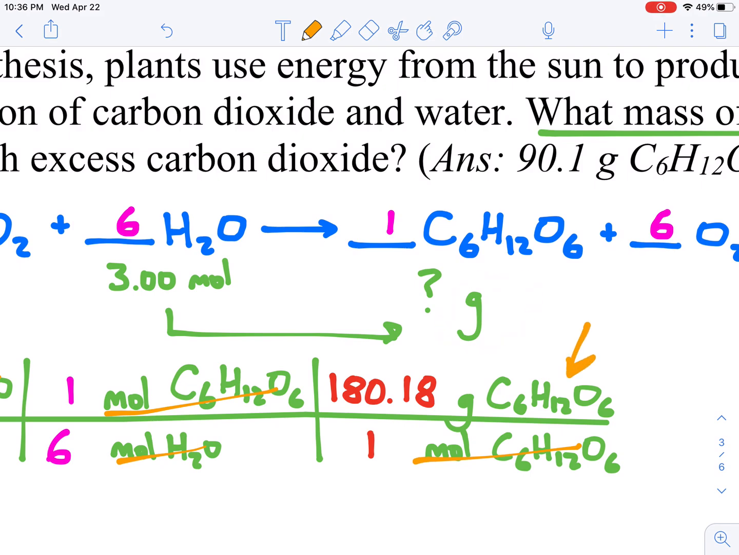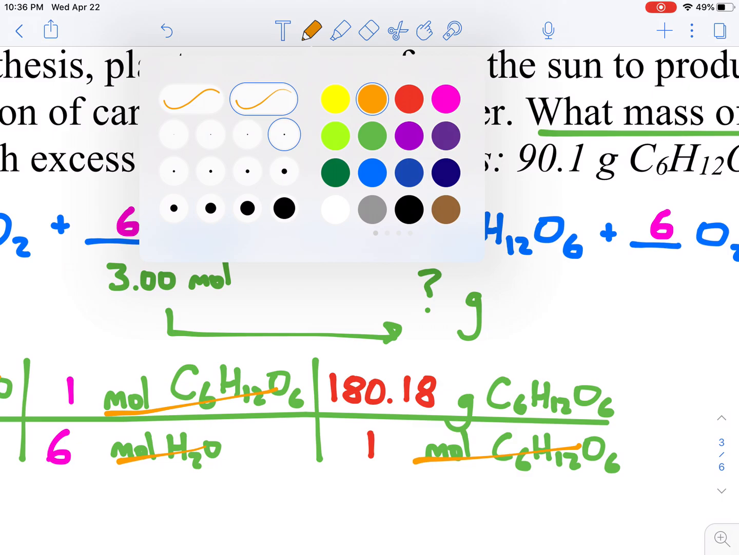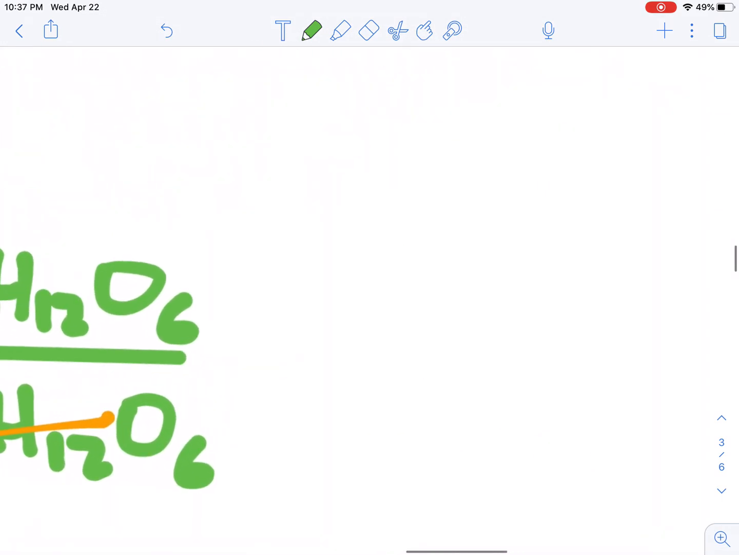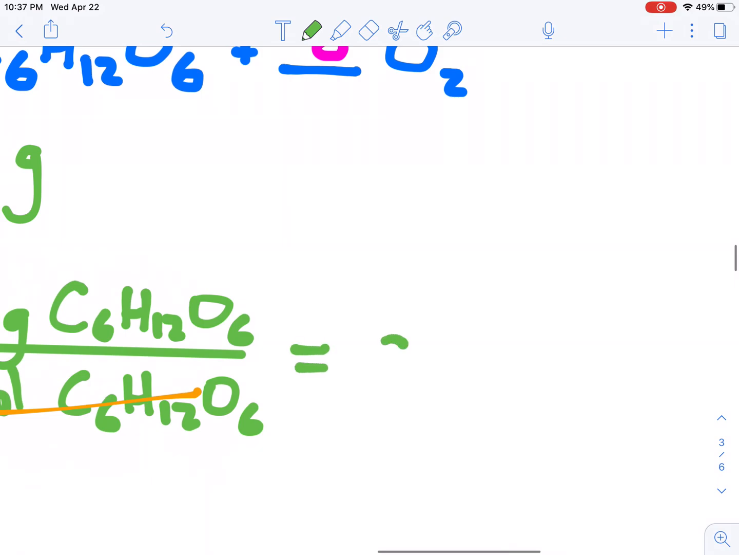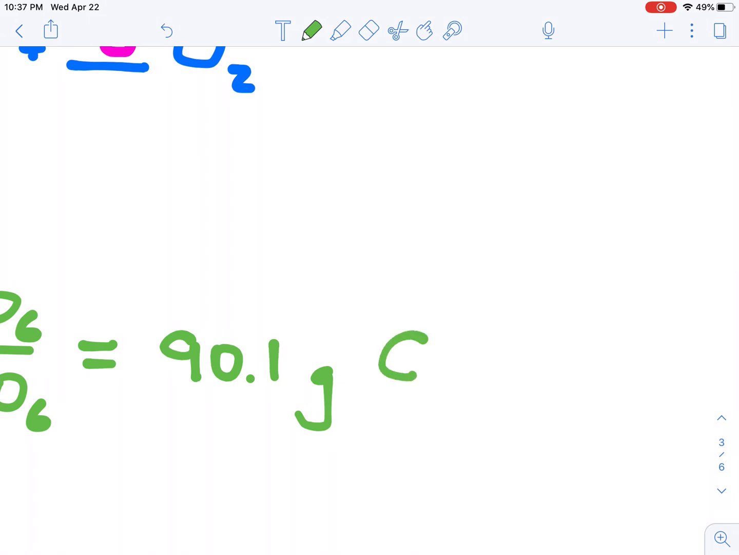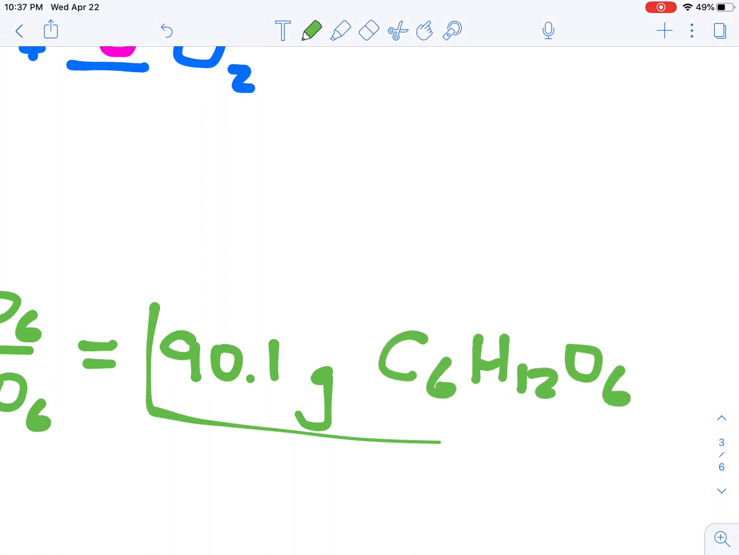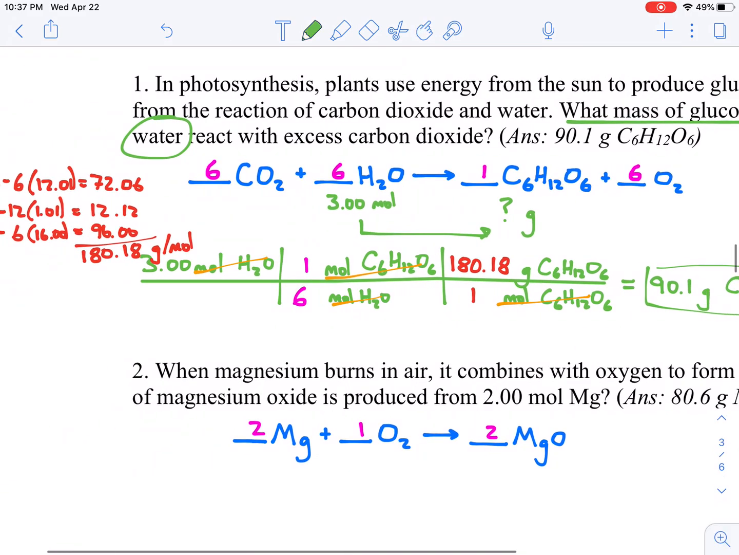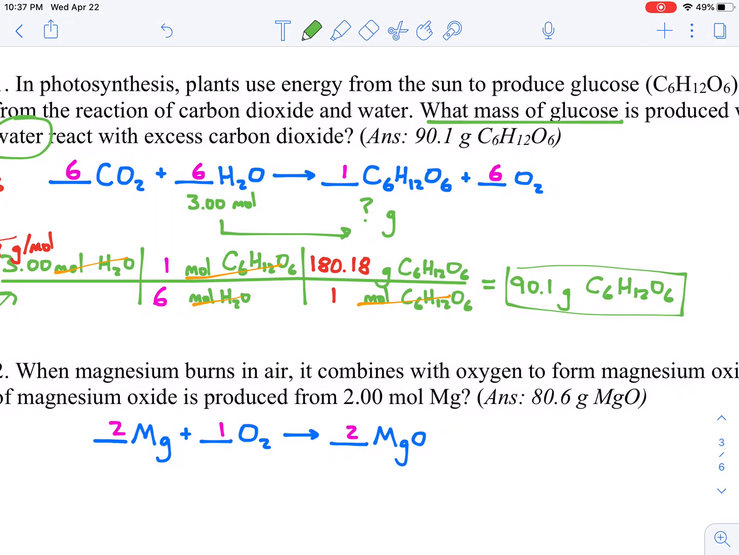So this is good news. And if I solve, when you do the math and you put this all together, you'll get 90.1 grams of glucose, which is C6H12O6. If you refresh your memory back to the beginning of the problem, we started with 3.00, also known as 3 sig figs. We are ending with 3 sig figs. So all's well. Let's dive into number 2.